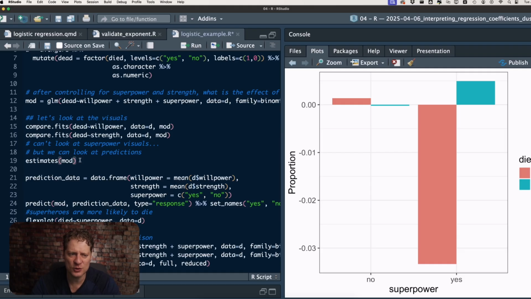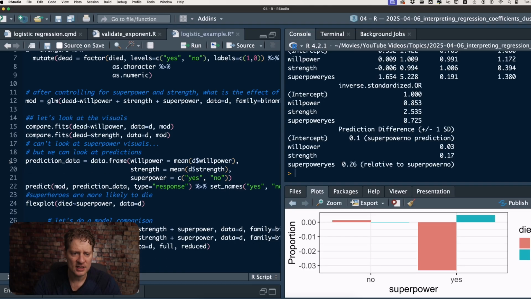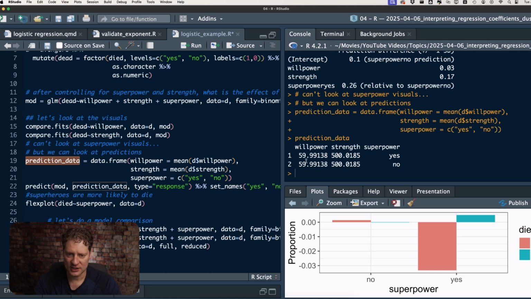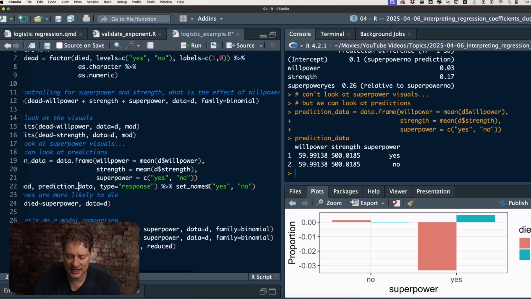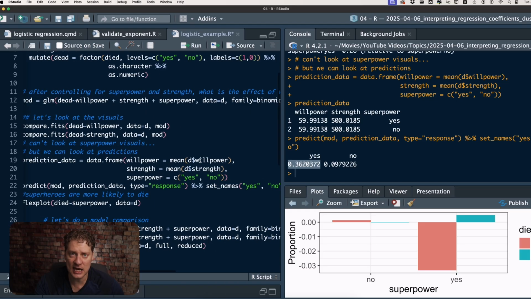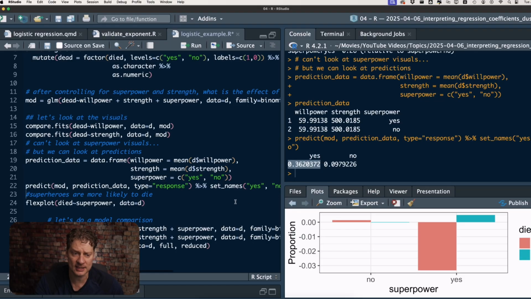We can't glean much from visuals, but we can look at predictions. And so right here, I'm just doing a quick thing. I'm generating a fake data set. Well, I'll just show you what it looks like. If I look at prediction data, it just shows the mean of willpower, the mean of strength, and then superpower, yes or no. And so it's going to give a prediction based on the logistic regression model for what happens to the superheroes versus the non-superheroes. And if I predict that, then we see that superheroes have a 36% chance of dying. Yikes! And then non-superheroes have a 10% chance of dying. So it looks like the superheroes were heavily targeted in the Avengers final battle or something like that.